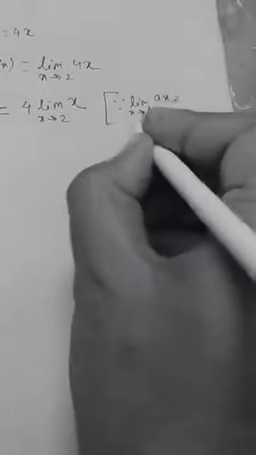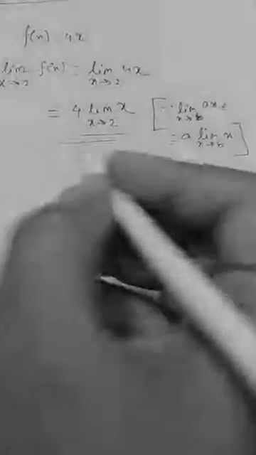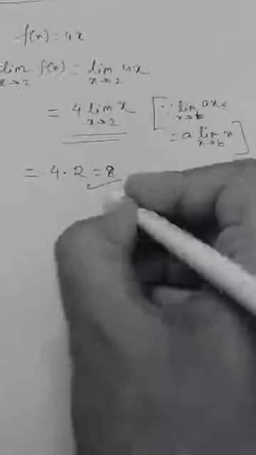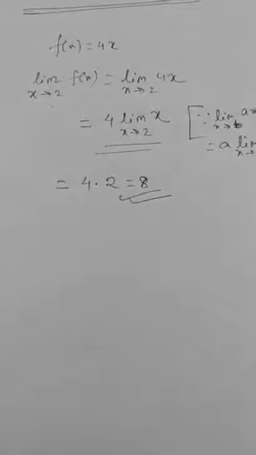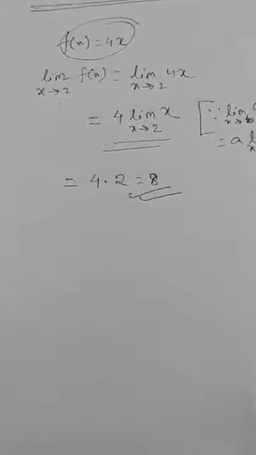Why? Now we know that the limit as x tends to b of ax is equal to a times the limit as x tends to b of x. So we write this, and this is equal to 4 into 2, which is 8. So we take a function f(x) = 4x and also take the limiting value, that means limit x tends to 2, and we get 8.